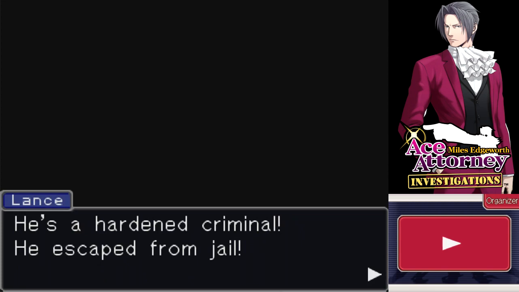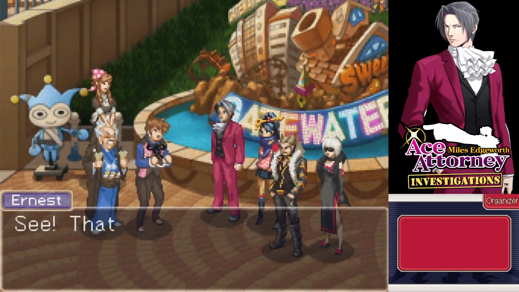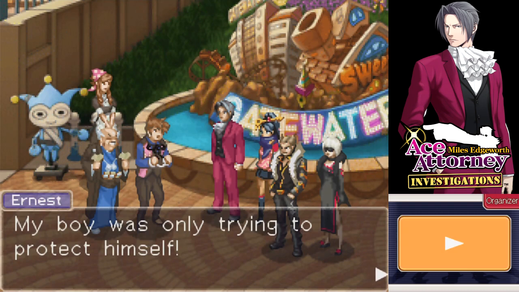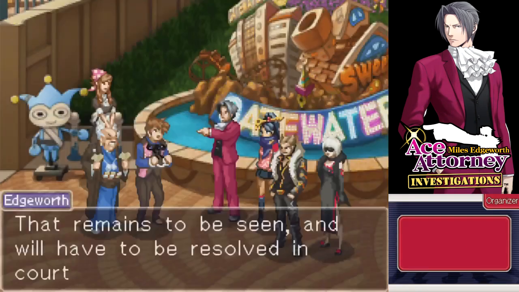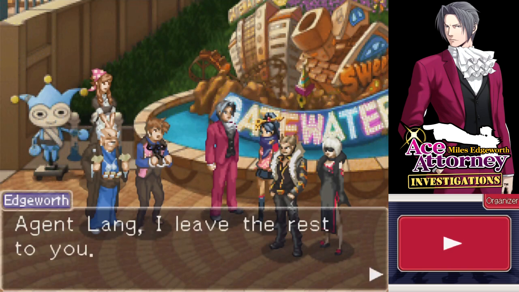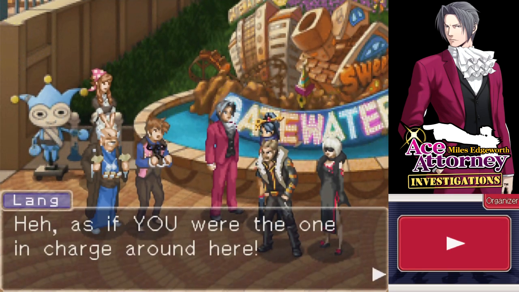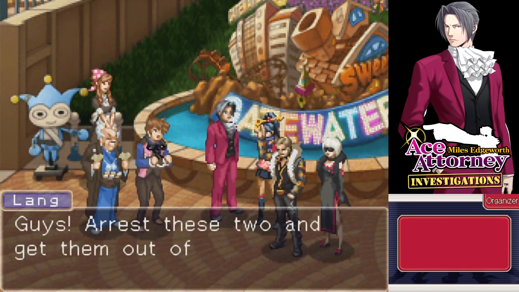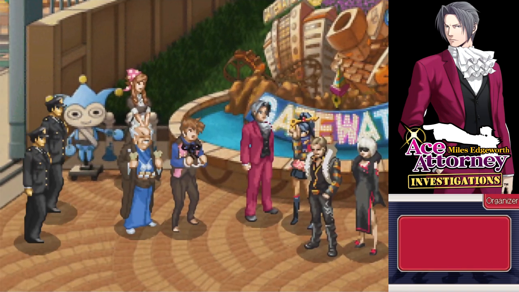He's a hardened criminal. He escaped from jail. See, that's justified self-defense. My boy was only trying to protect himself. That remains to be seen and will have to be resolved in court. Agent Lang, I leave the rest to you. As if you were the one in charge around here. Guys, arrest these two and get them out of my sight.